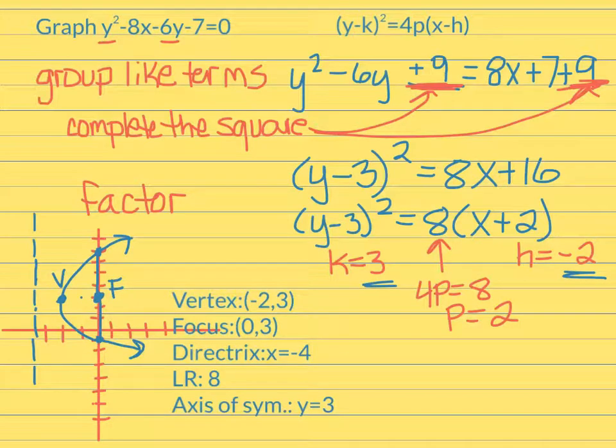Alright, our vertex, we already said, was at negative 2, 3. The focus was 3 units to the right, so that's at 0, 3. I'm sorry, 2 units to the right, so that was at 0, 3. The directrix is a vertical line at x equals negative 4. The latus rectum is 8 units long, and our axis of symmetry, which goes right through the middle of that, is going to be a horizontal line at y equals 3.